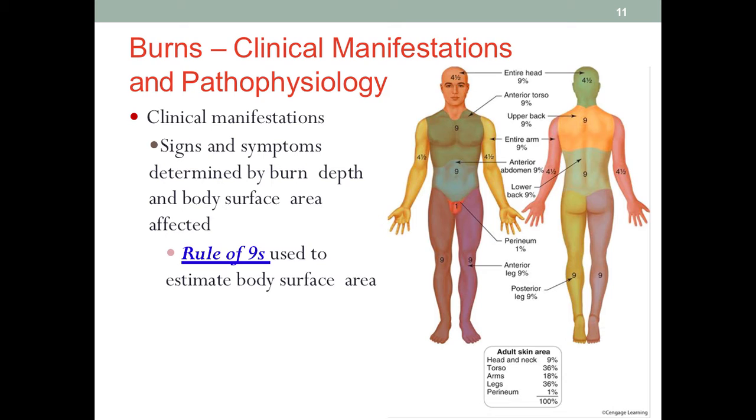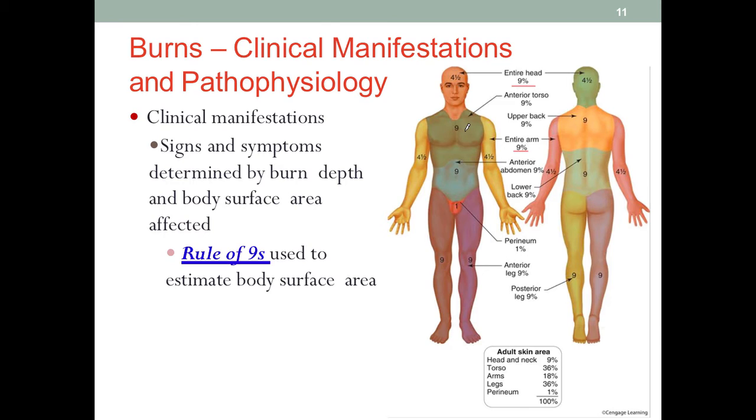For example, if we're talking about our head, if the front part is burned, it's 4.5%. If the back part is burned, that's another 4.5%. So the entire head accounts for 9% of the total body surface area. So if we move down, for example, we have the arm. The entire arm, one arm, is 9% of the body. The front of the arm is 4.5%, and then the back is also 4.5%.